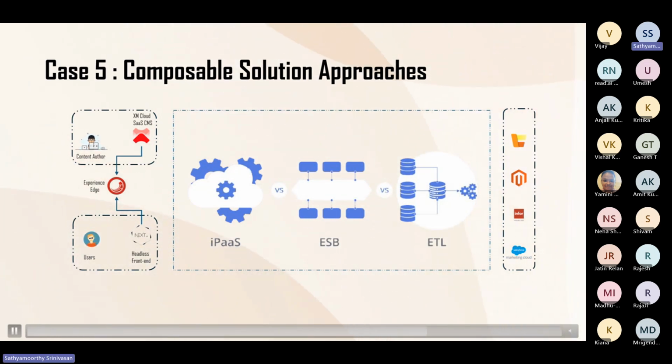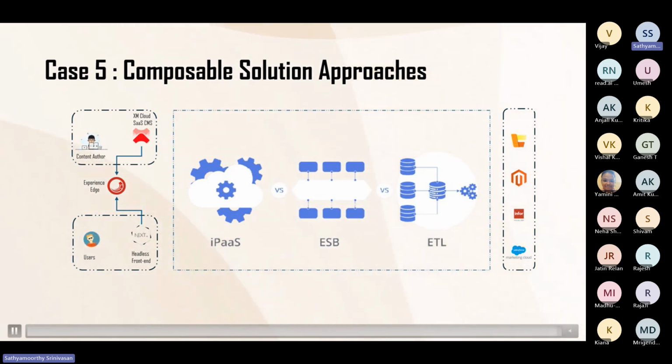ESB, as I mentioned before, is a kind of middleware. It ensures the communication between your front end and your source systems. ETL is the data integration part. As I mentioned, it transfers the data. It makes sure the systems are connected through the data as batch processing, delta, one-off, those kinds of things.